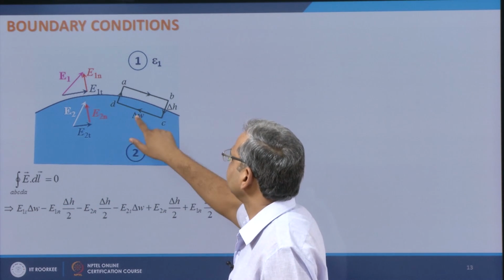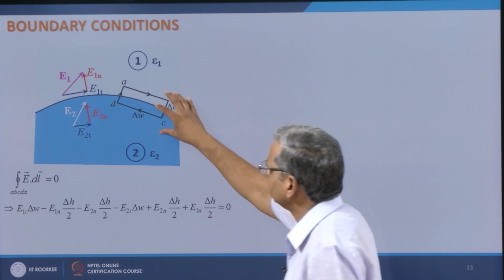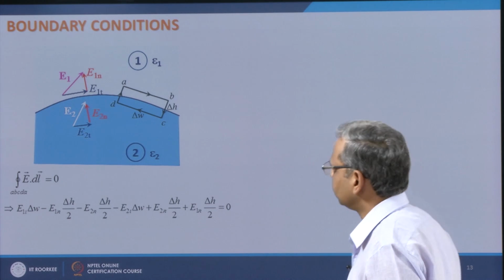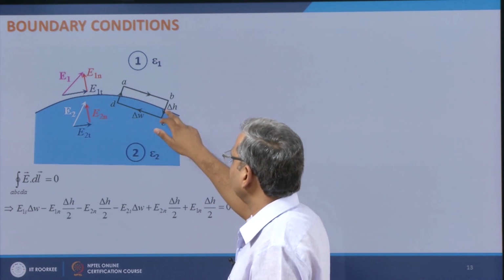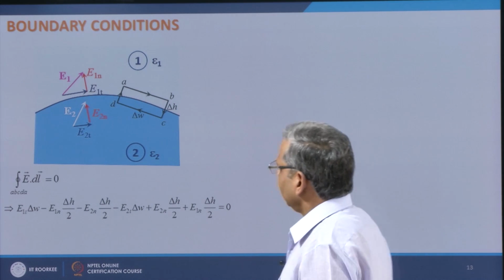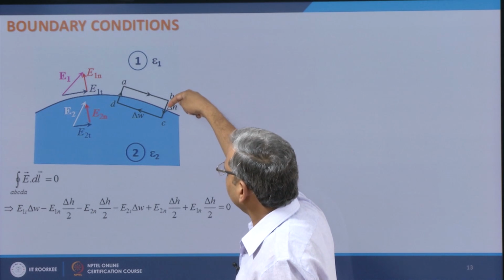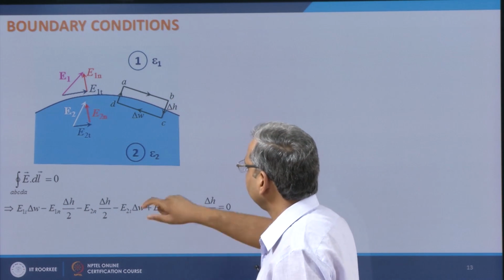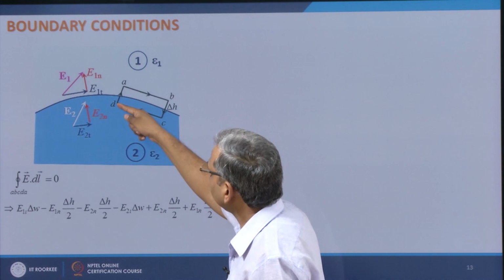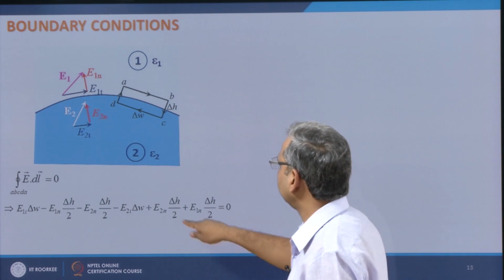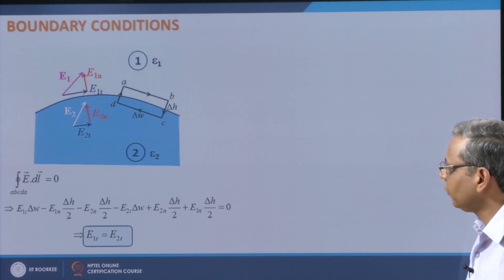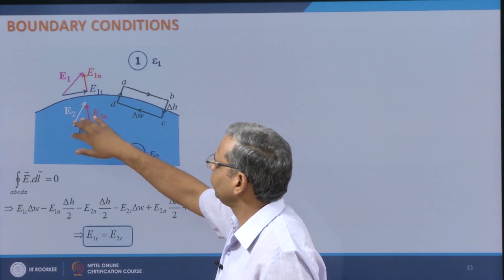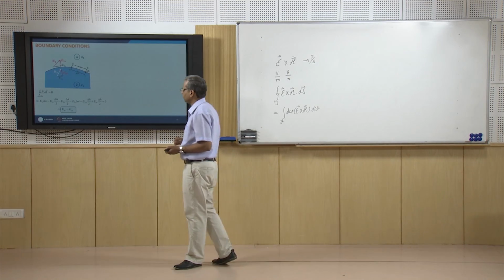So, it is E1t times delta W, the path. This is a very small loop, okay, so that it can represent a point when delta W and delta H tend to 0, and an interface when delta H tends to 0. Then from here to here, let us say it is delta H by 2 here, delta H by 2 here. So, E1 normal component times delta H by 2, then minus E2n delta H by 2, E2t delta W, E2n delta H by 2, E1n delta H by 2. If I do this, I find that E1t should be equal to E2t. So, the tangential component of the field here and the field here should be continuous. The tangential component of electric field should be continuous.